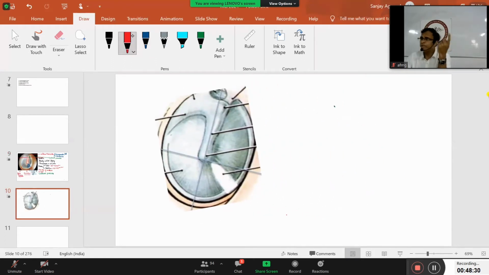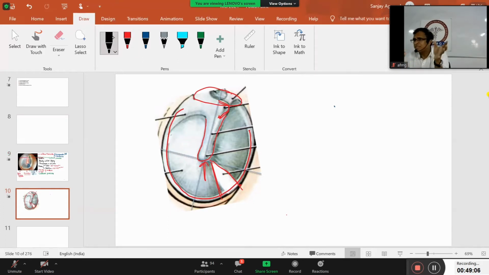So I'll just mark and you will name. What is this? Annulus. What is this? Umbo. This bone that you see is the handle of malleus, the manubrium. What is this? Cone of light. And this part is called pars flaccida. And the rest of it is pars tensa. Very easy, right? So this is what we have to know in the tympanic membrane anatomy.